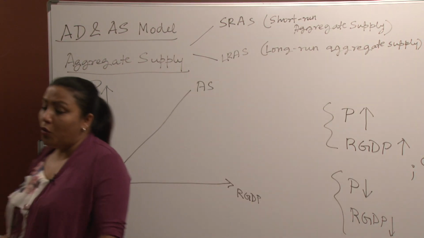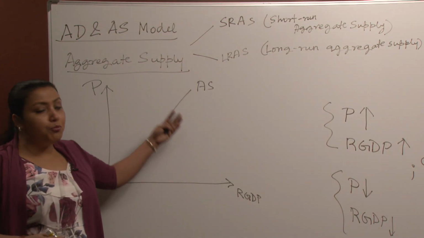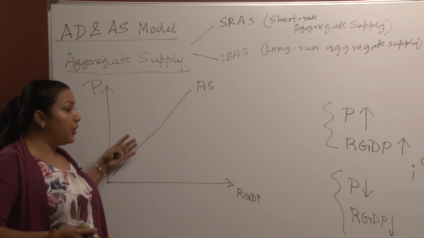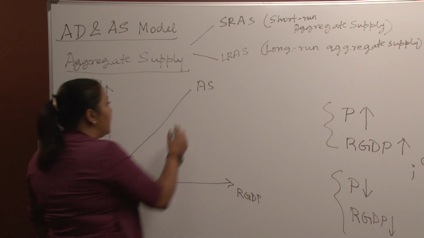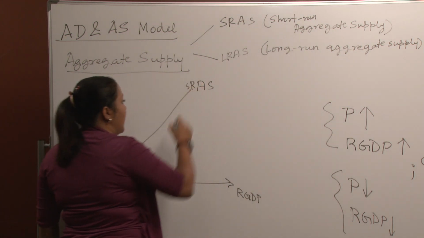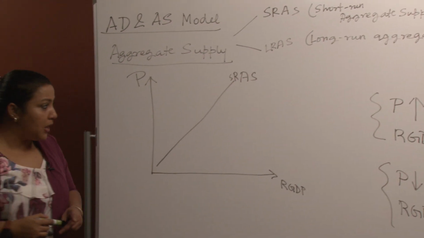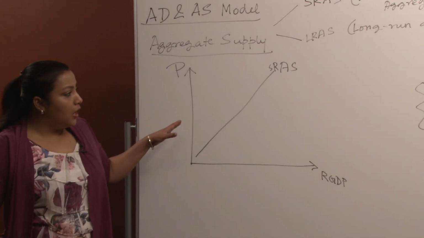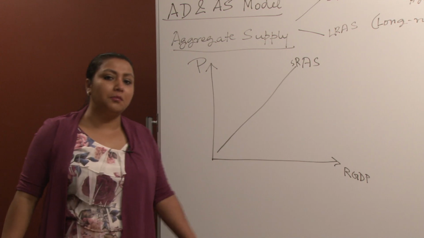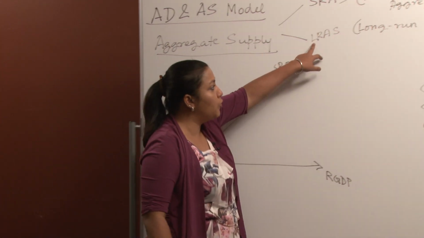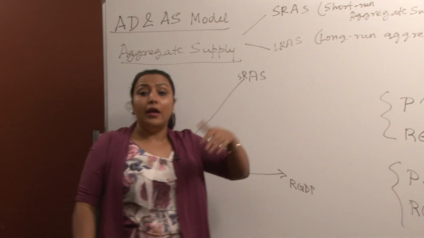Okay. So, what we are drawing here, this upward sloping line which represents the positive relationship between price index and real GDP, this is our SRAS. So, the short run aggregate supply, this is the one that is upward sloping. We will come to the long run aggregate supply and we will also distinguish between what we mean by short run and long run in a minute.